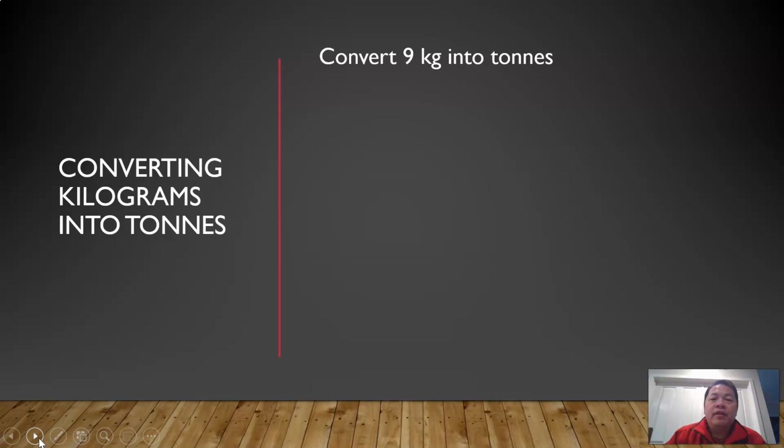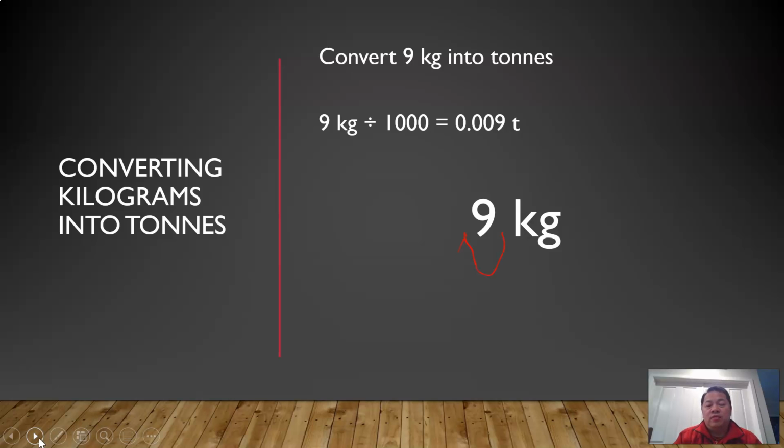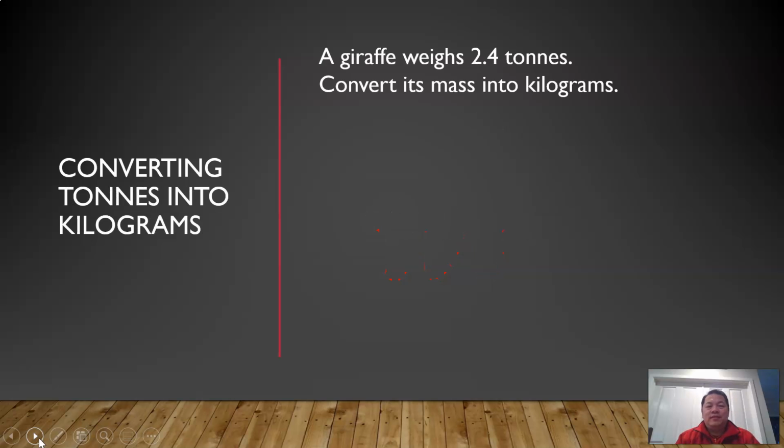Okay, converting kilograms into tons. It's a smaller unit to a bigger unit, so we need to divide by 1000. When you divide by 1000, you move the decimal place to the left. So that's how you move: 1, 2, 3. That's right. And then you put zeros in between. So you get 0.009 tons. Got it? Done.